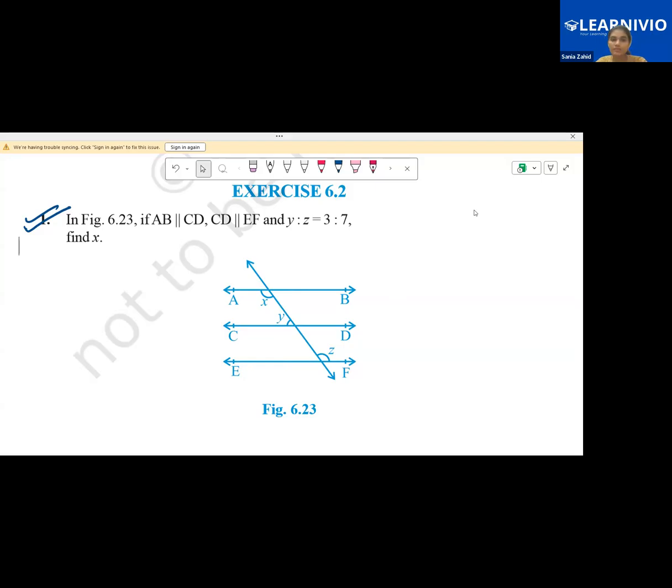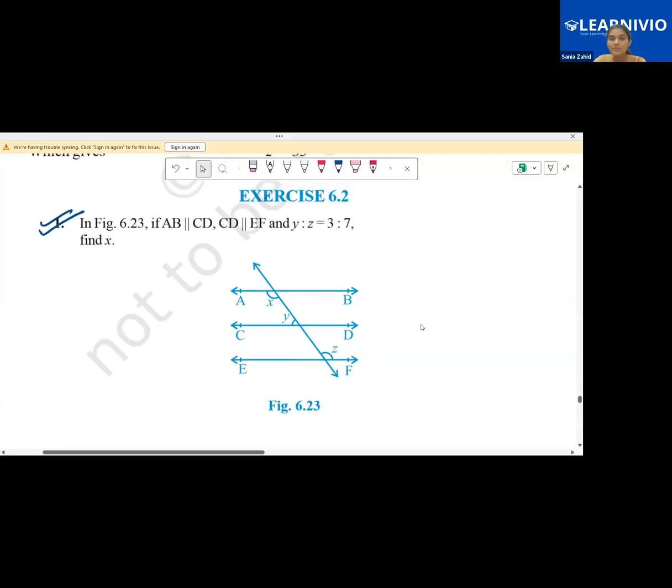Okay, let's discuss. Does anybody want to tell me the solution? Abdullah, you? Ma'am, I couldn't find the value for x. You couldn't find the value of x. Okay, no problem. Y and Z, tell me, how did you do it? I took x plus y plus z is equal to 180.